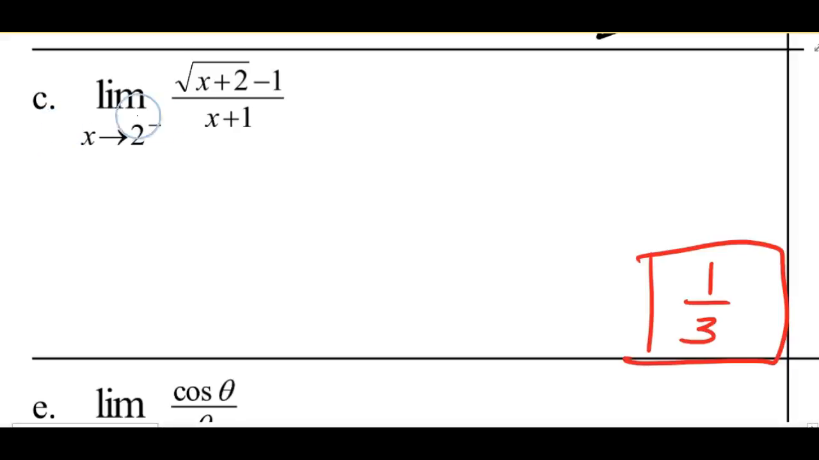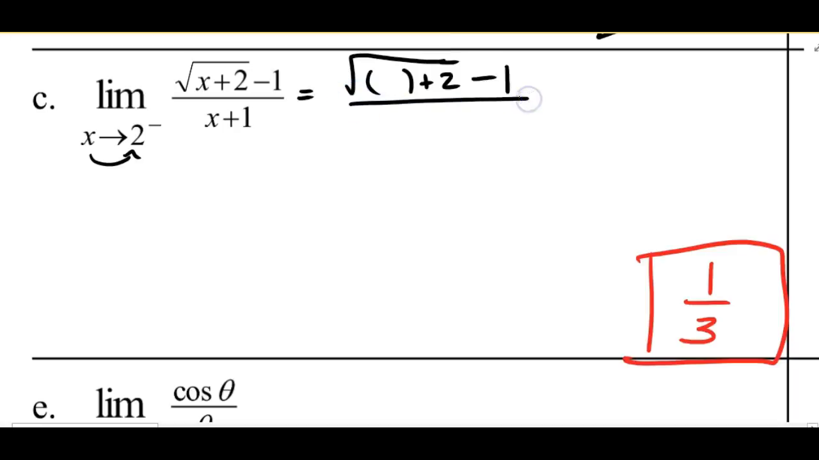All right, and for C, how do we get 1/3? Let's start by taking our function. In order to find our limit, we take our function and evaluate it as x approaches 2. And again, we'll talk about how we treat this from the left here a little bit later. We'll start with our function, the square root of my unknown plus 2, minus 1. The minus 1 is outside the radical, but in the numerator of the fraction. In the denominator, I have my unknown plus 1.